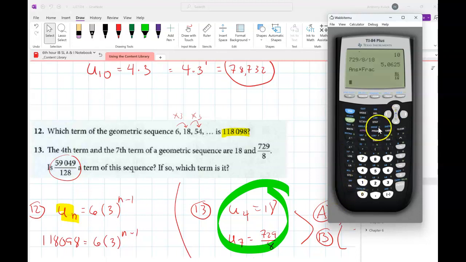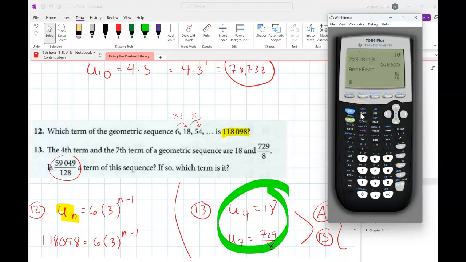All right. So I'm going to go press stat. That's right next to the left-hand arrow. From that edit tab, I'm going to pick the edit command. I'm going to clear out anything that I happen to have in L1 or L2. And I'm going to type in 4 and 7 as my x's, and then 18 and 729 over 8 as my y's. Everybody's okay there? And I'm going to exit out of here.